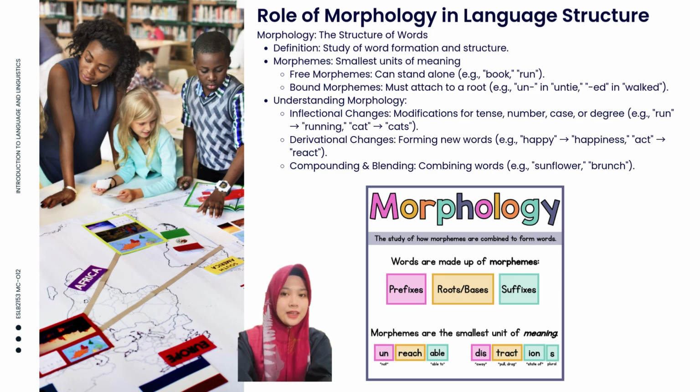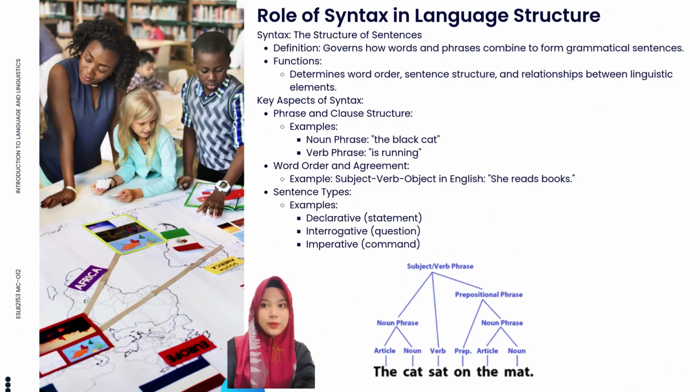And compounding and blending. Some words are formed by combining two words like sunflower, sun plus flower, or brunch, that is breakfast plus lunch. About syntax. What is the syntax role in language structure? Syntax is a set of rules that tells us how words and phrases should be arranged to make clear and correct sentences.